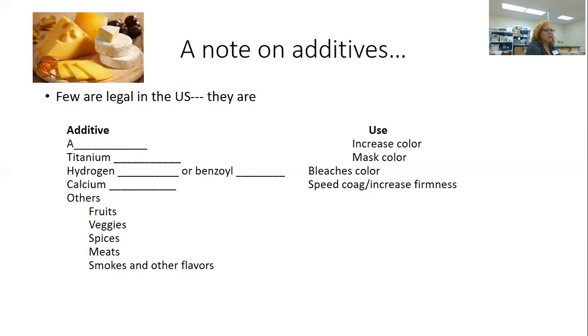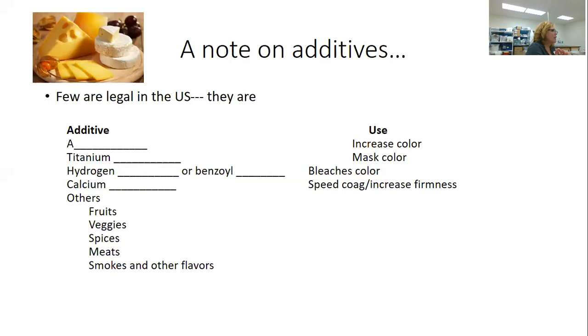Again, these are listed in your reading. Titanium hydroxide, I believe, or titanium dioxide, actually masks color. It reflects light away, so it makes cheese look paler or lighter. Hydrogen or benzoyl peroxide will bleach the color out of cheese. And calcium chloride, which is a salt, helps increase the coagulation and increase the firmness. So those things are all approved additives.